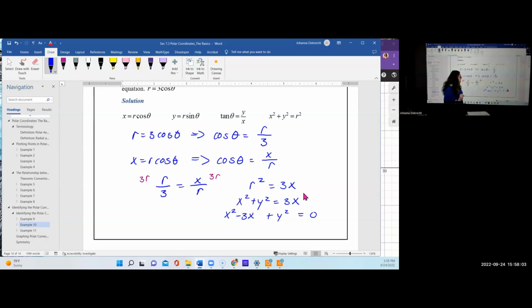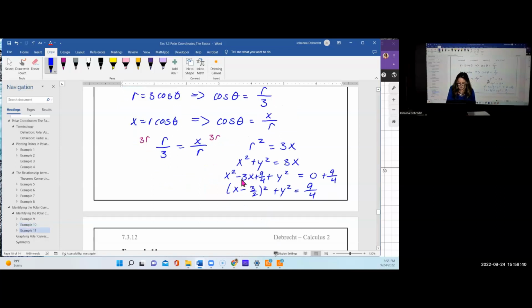So when you complete the square on the X part, you're taking half of the 3, which is -3/2. You're squaring it, which is 9/4. So you add 9/4 to both sides of the equation, and then you complete the square. So this would be X minus 3/2 quantity squared plus Y squared equal to 9/4. So this is a circle with the center at 3/2, 0. So it's been shifted to the right. And the radius is 3/2 as well.